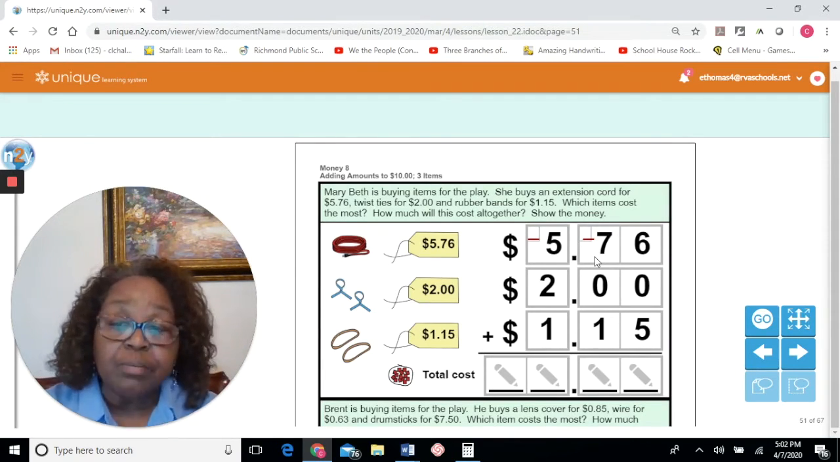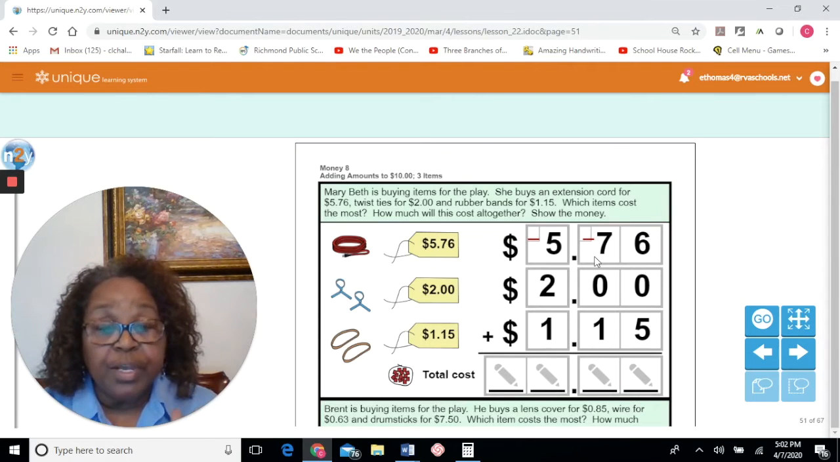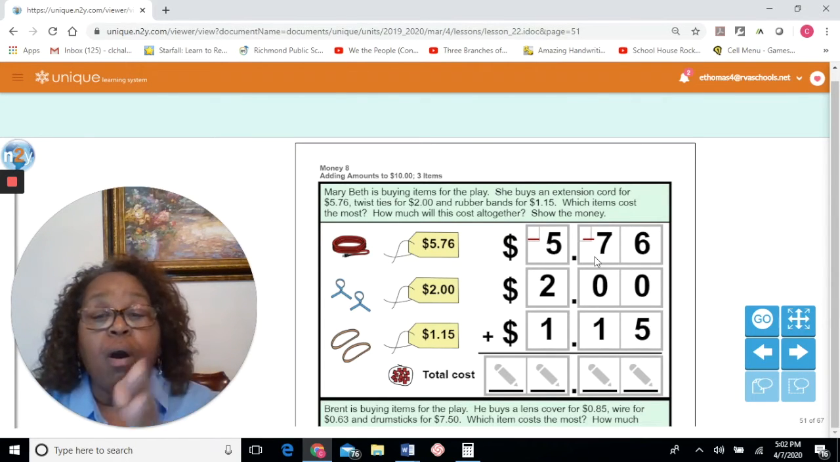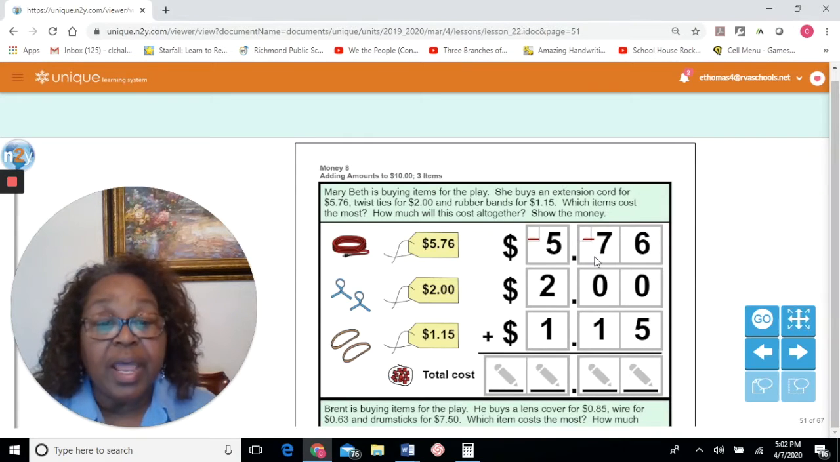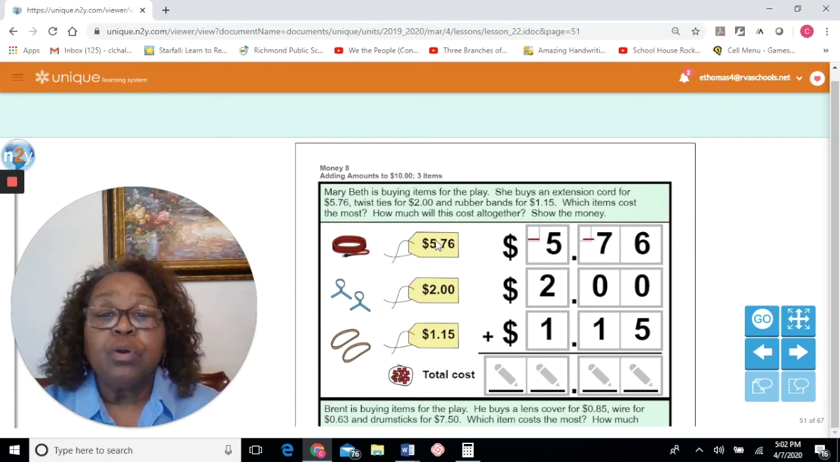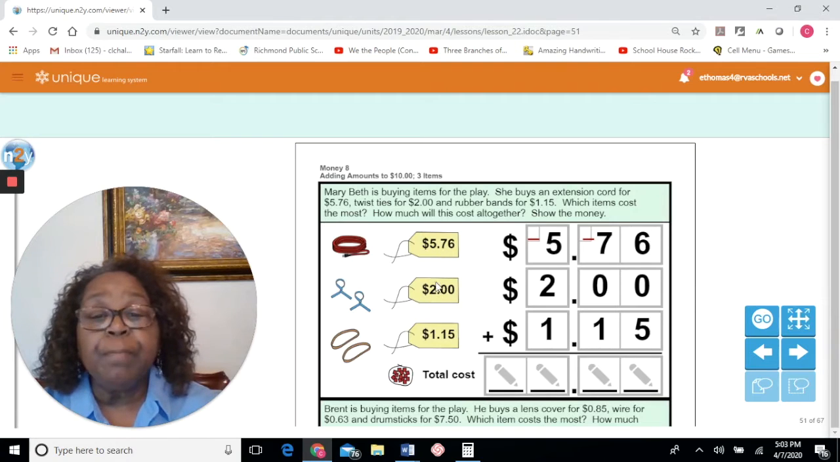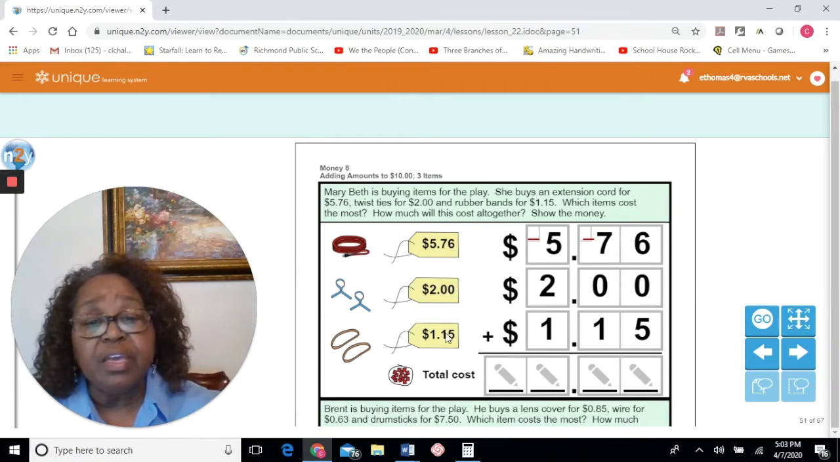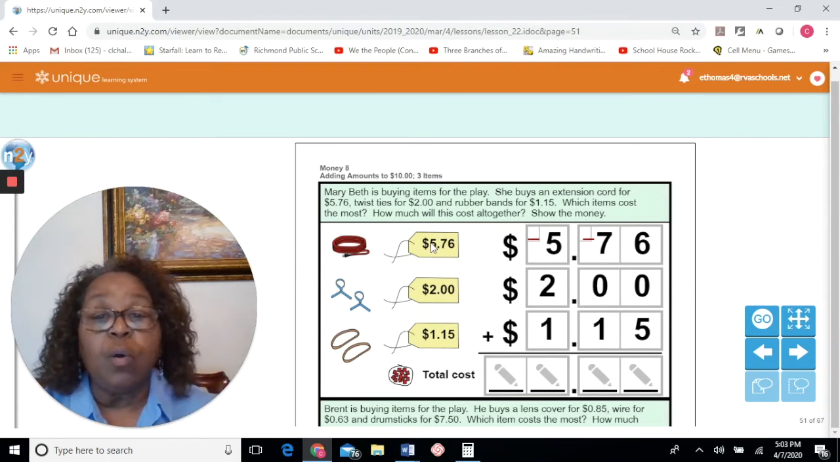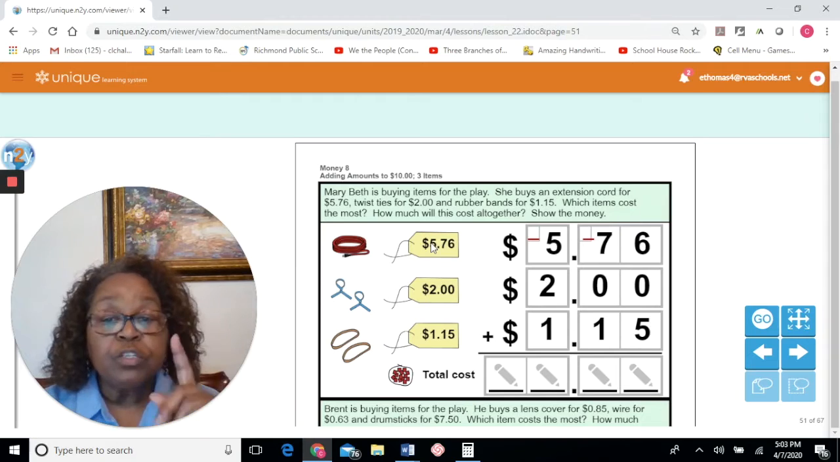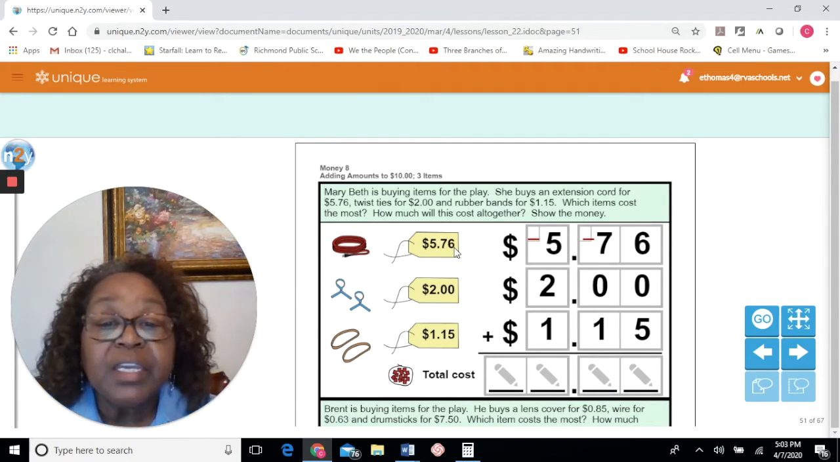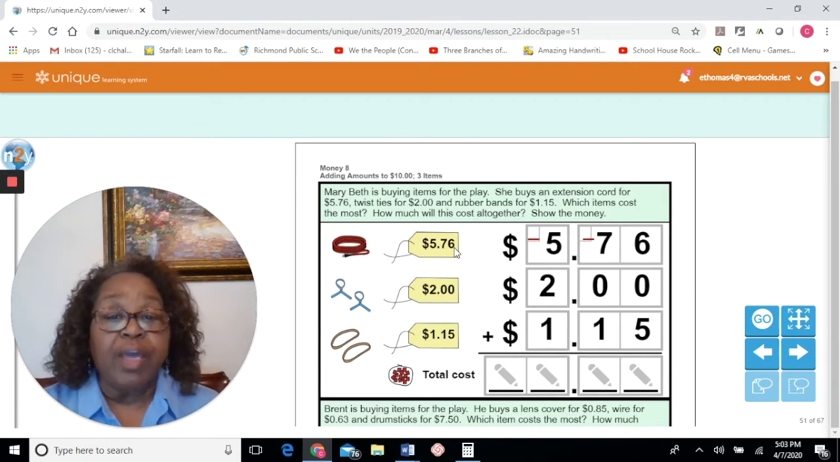To find out which item costs the most, when you're dealing with money, and with any number, you always start with the highest value first. And our highest value is in the dollars place. In the dollars place, we have $5, $2, and $1. So if we compare those numbers, we don't have to compare anything else, because once we know which number in the dollars place is the highest, we know we have the one that will cost the most. So for this problem, the $5.76 has the most value.